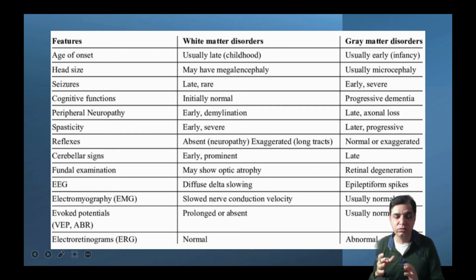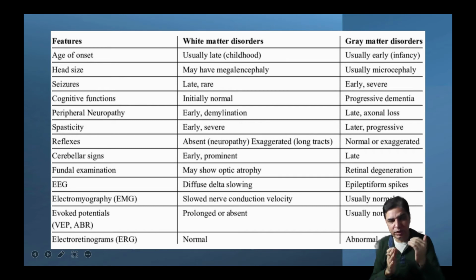Similarly, if you look at head size, though this is not a rule, most kids with white matter disorders might have big heads, macrocephaly. Gray matter disorders, usually because the gray matter is being lost, have microcephaly. Kids who have gray matter issues usually have early and severe seizures, they present early in life. White matter disorders, if they have seizures, usually present at a later age. Cognitive functions usually are normal in case of white matter disease because the axons are affected. If the gray matter is affected, these kids are intellectually impaired.